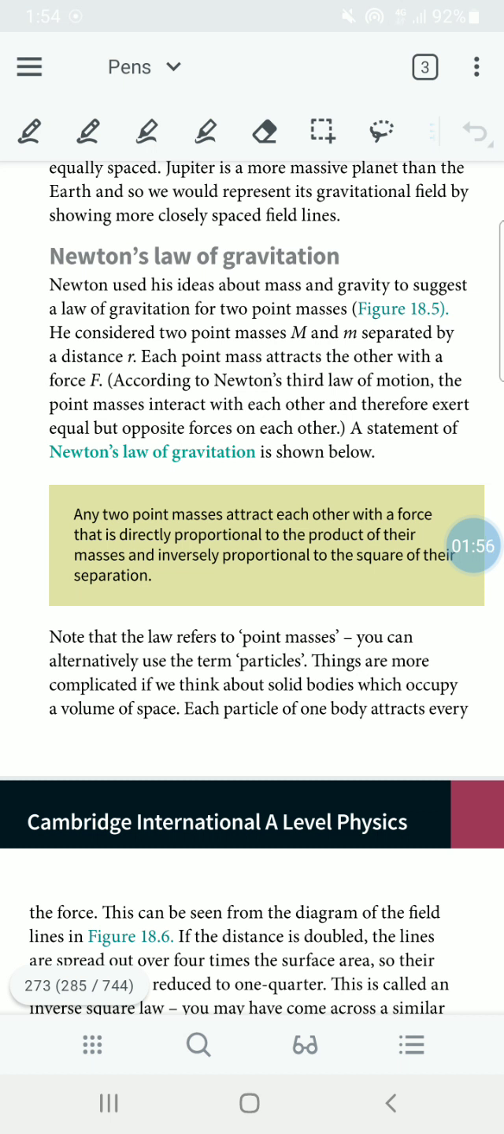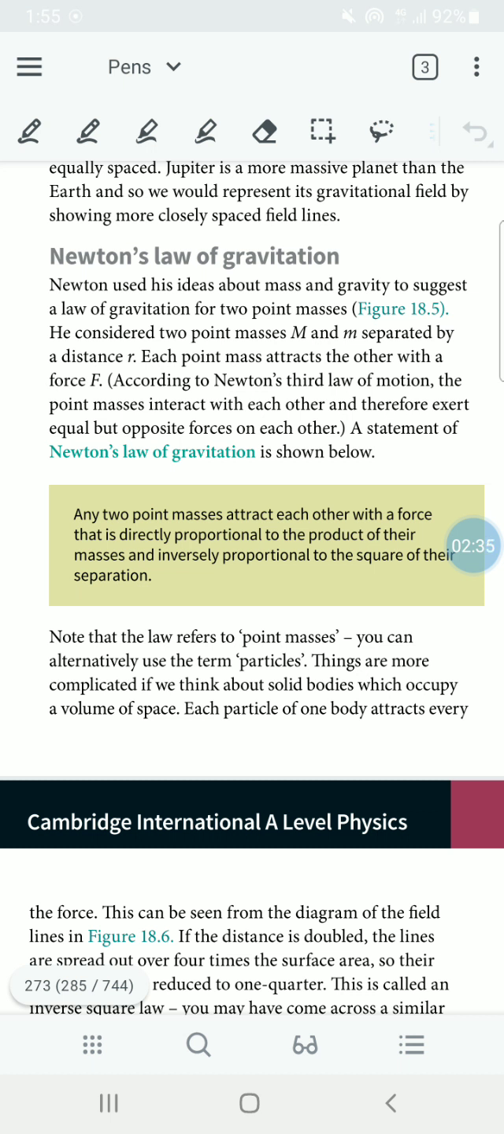What does that mean? Any two point masses, capital M and small m, attract each other with a force that is directly proportional to the product of their masses. So that means the higher their mass, the higher the force of attraction. And the higher the square of the separation, the lesser the force. Right?